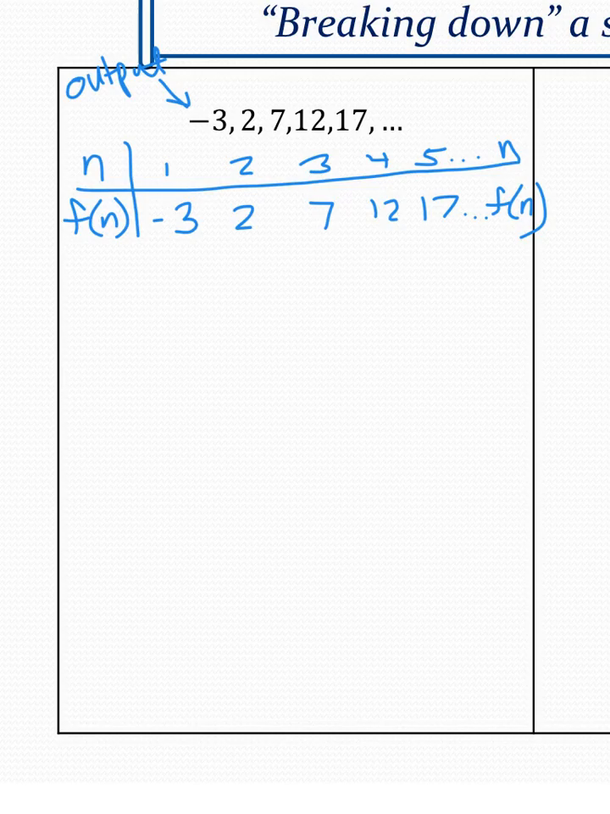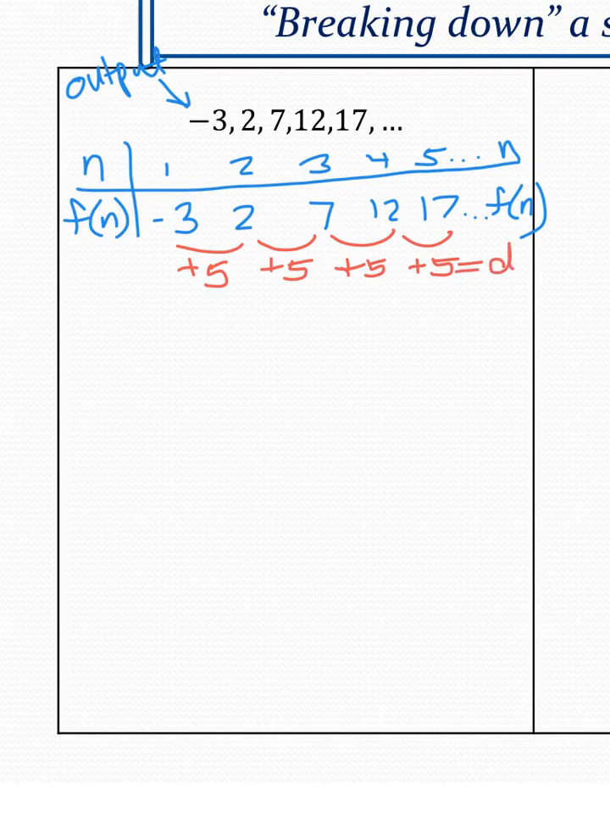Okay, so you kind of have to take it for a test drive and see what's happening between consecutive terms here. And hopefully you can tell right away that there is a pattern. From -3 going up to 2, we're adding 5. From 2 to 7, 5. 7 to 12, 5. You can see it's the same number, and so this is our common difference, d.